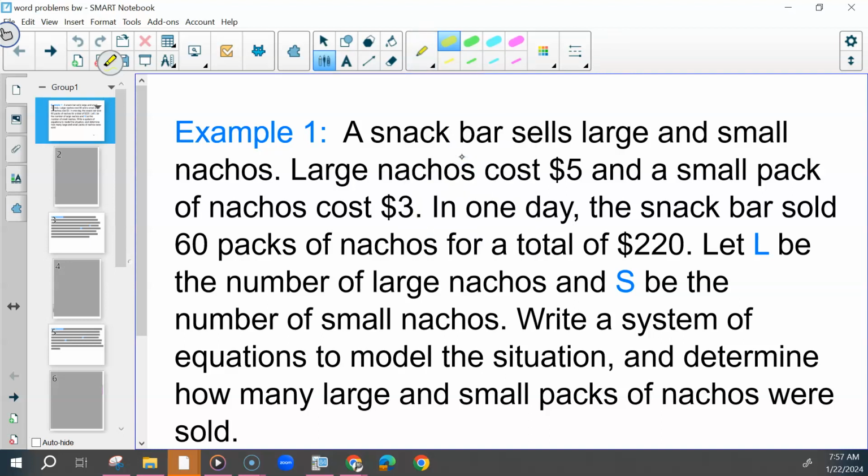Nachos. What specifically about it? How much they cost? Okay, how many large and small at the end? Only the cost. Only the large one? And small. So you like 5 times L? We'll get there. What else is important? That was right. Total 220, and then 60 packs, and let L be large, the L and the S.